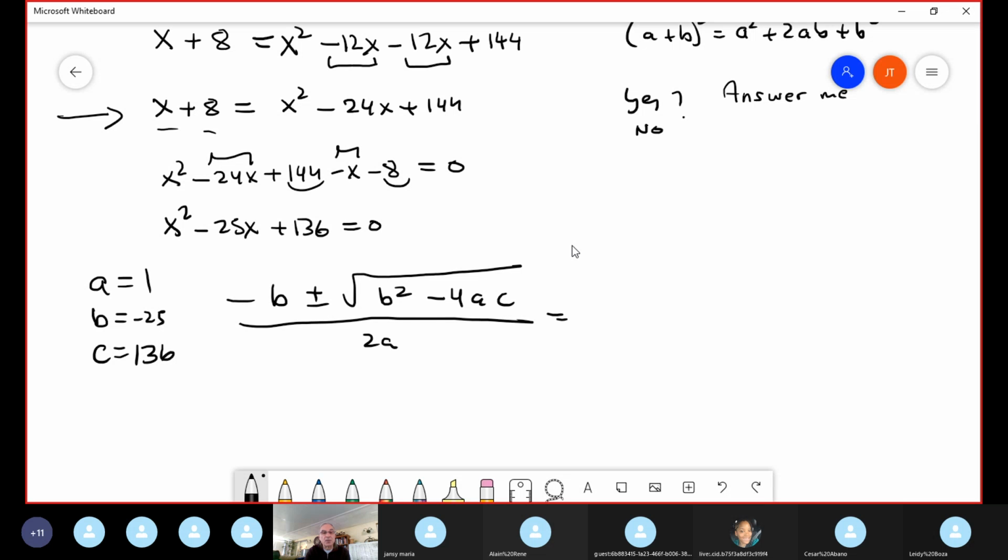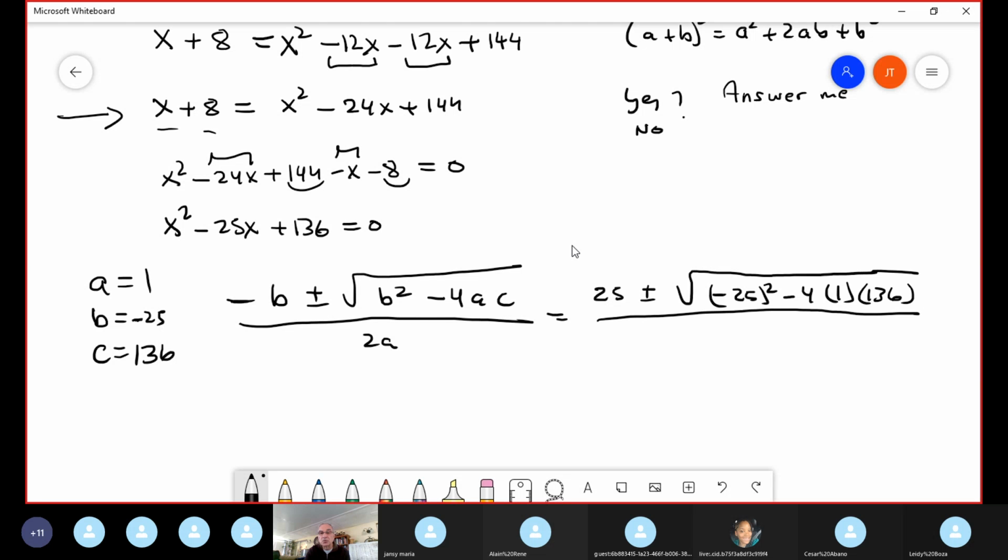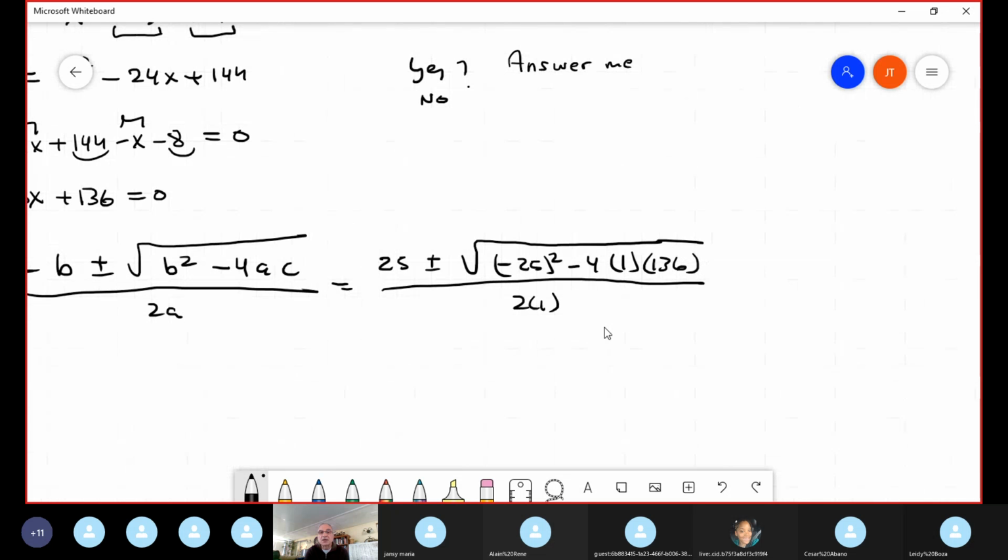And in our specific example, this is minus 25. So we have double minus. You see we have double minus. This is 25, plus and minus the square root of negative 25 squared minus 4 times 1 times 136, divided by 2 times 1, it's just 2. So we're focusing on the expression inside the radical.